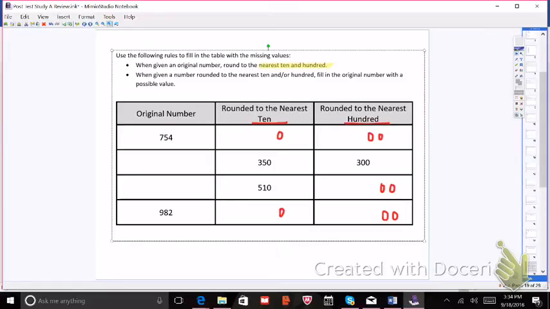754. When rounded to the nearest 10, I know there are 75 tens. 4 would be closer to 75 than 76, so it would be 750. Rounded to the nearest 100, 754 is over 750, so it would round to 800. Let's look at the next one.